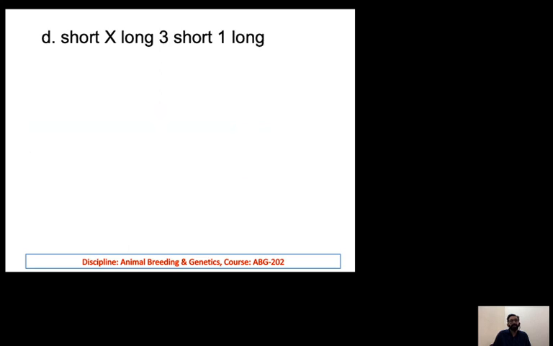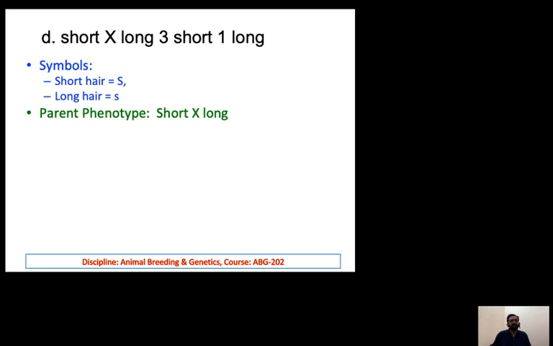Here comes the fourth cross. Again the symbol is given over here. Parents phenotype, short, is crossed with the long here. Now again the question is the same. In this case we are going to get one short and one long among the progenies.